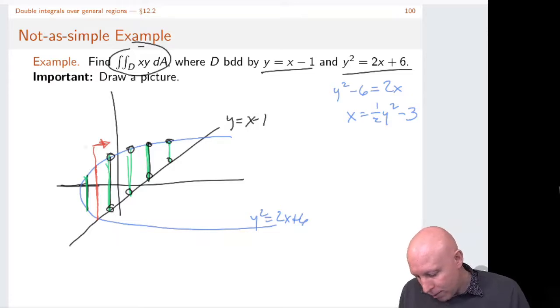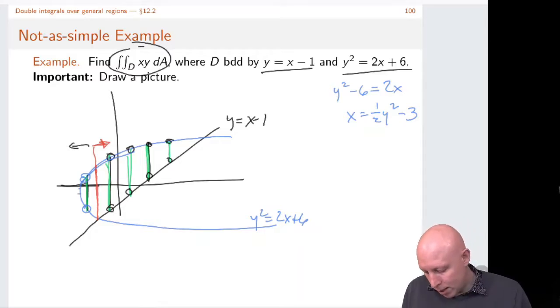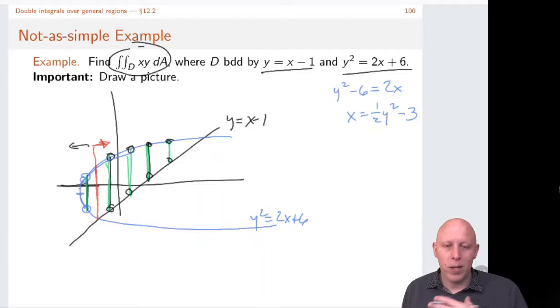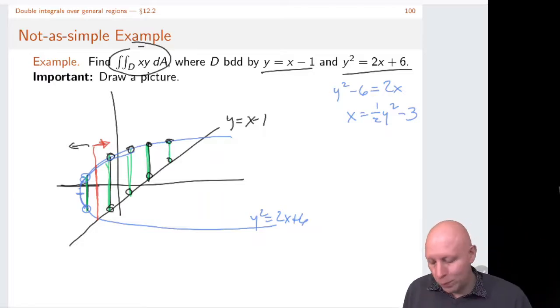But if you're on the left side of this red line, you actually have a different set of upper and lower functions. You have the same upper function, which is that blue curve, but the lower function is again the lower half of this parabola. And so what that's telling me is that vertical slices are probably not the way to go, because the region doesn't have the same upper function and lower function the whole way through.